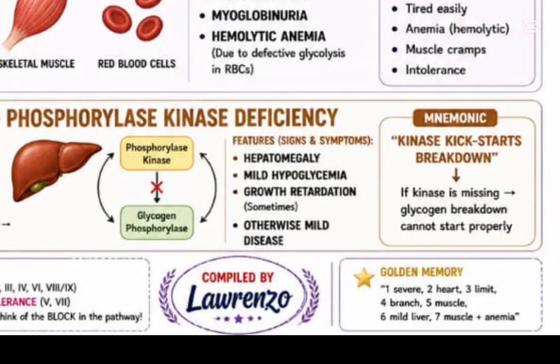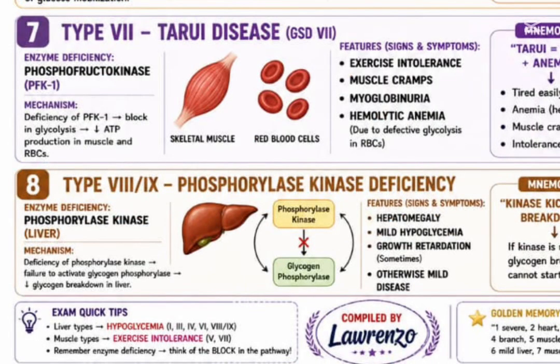So phosphorylase kinase, remember, kickstarts breakdown. So if phosphorylase kinase is missing, glycogen breakdown cannot start properly, because phosphorylase kinase activates glycogen phosphorylase, which is the rate limiting enzyme. So when this is absent, it will not start very well.